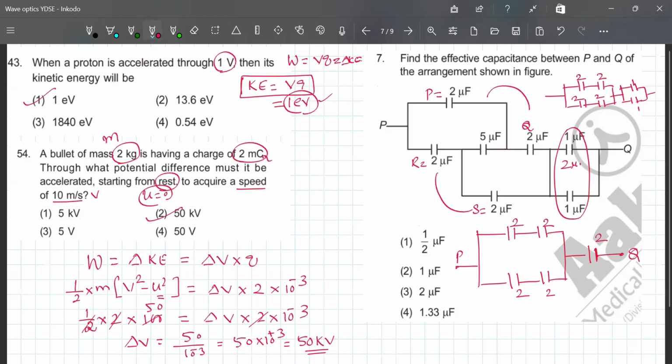Okay. 2, 2 in series means it becomes 1. 2, 2 in series means it becomes 1. And 1, 1 connected in parallel becomes 2. So this is 2, and this is also 2. 2, 2 in series becomes 1 microfarad. Okay, clear? So these two are in series, and these two are in series. For identical capacitors in series, the capacitance value divided by the number of capacitors is what we take. Then the equivalent capacitance is equal to 1 microfarad.